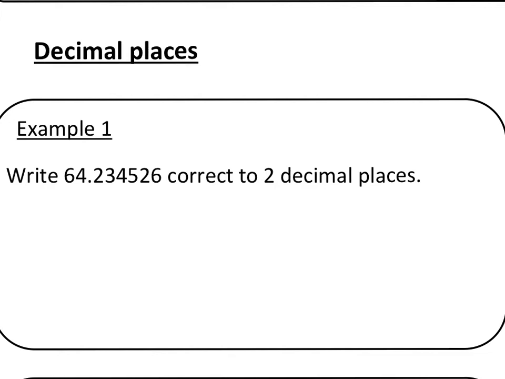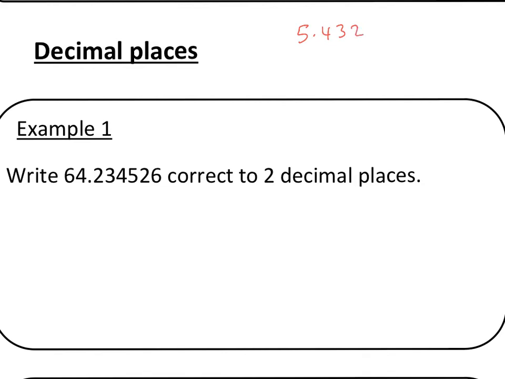Decimal places. Rounding with decimal places is actually easier than with significant figures, because all we need to do is go to that number of decimal places, draw our dashed line, and then see whether we need to round up or down.